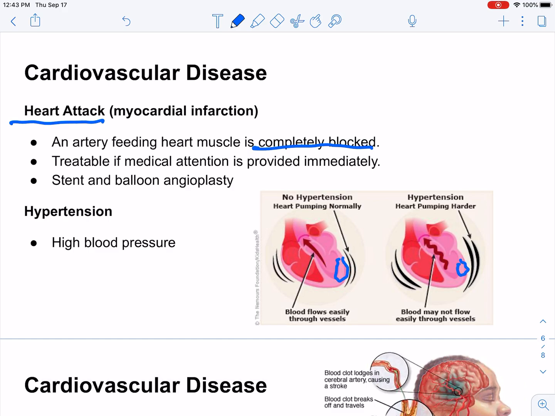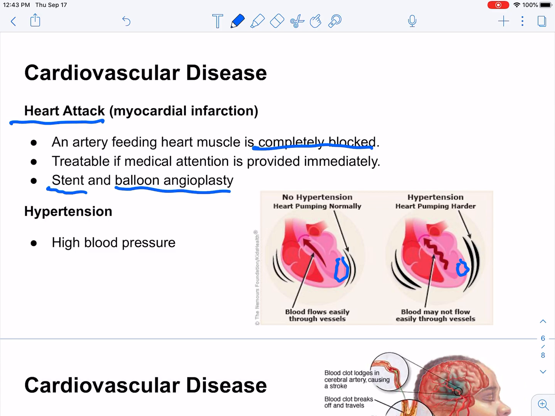And so it can be treated. It's all about timing, right? If you can get to the hospital really, really fast, they have amazing ways of treating this. They'll give you a blood thinner immediately. They do what's called a stent, where they literally send a little tiny wire straight up through the artery, and then they have a little balloon that they can inflate on the end of it that will stretch out the artery and often break open that little blockage there. It's pretty incredible when you think about it.